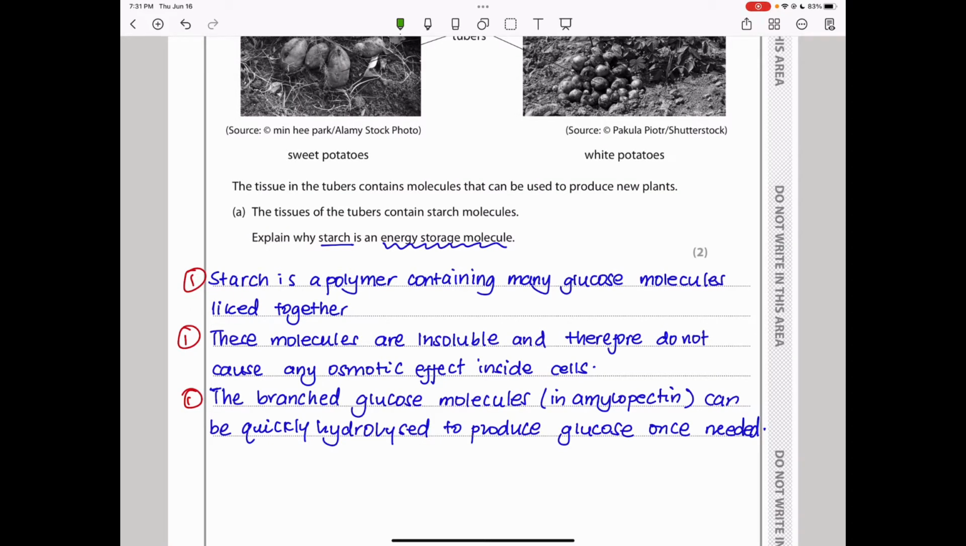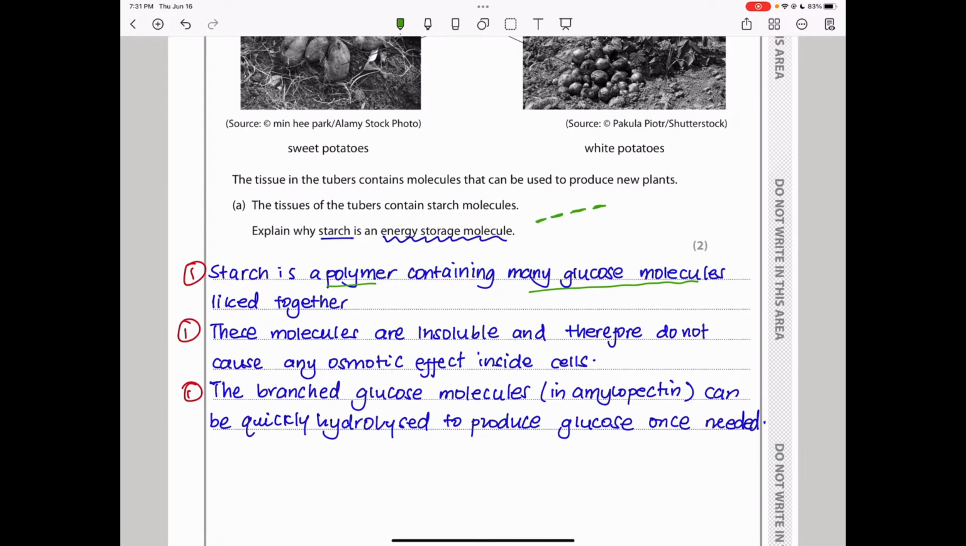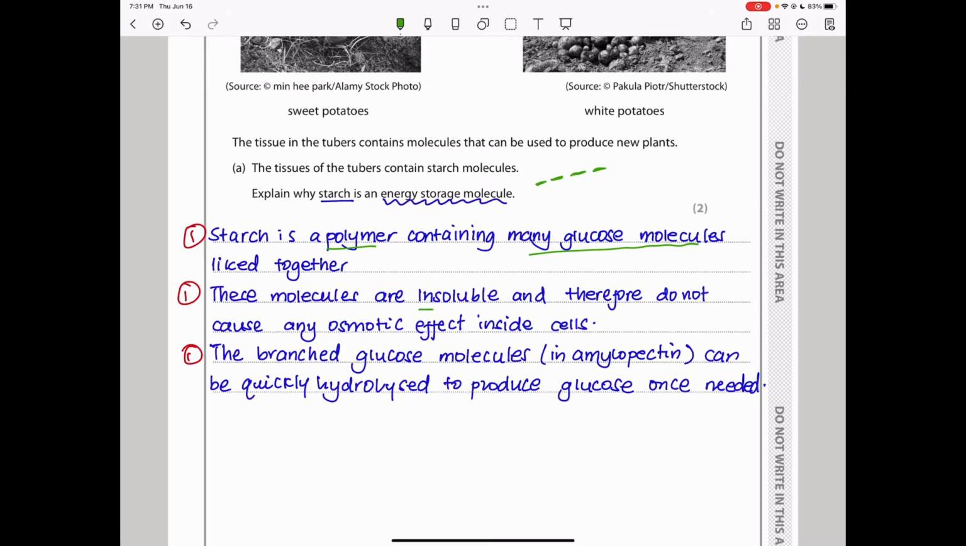Now, starch is a good energy storage molecule because it's made up of so many glucose molecules linked together by glycosidic bonds, basically. So it means it's a polymer containing many glucose molecules that are linked together. So if starch was to be broken down, a lot of glucose molecules could be provided and a lot of energy can be generated. Another factor is starch is actually insoluble.